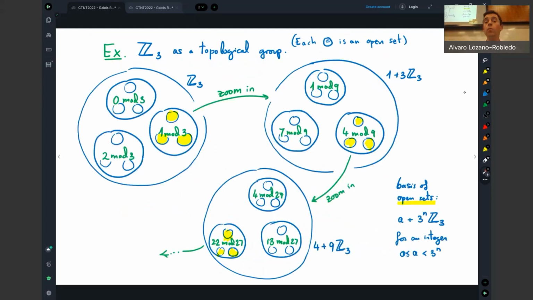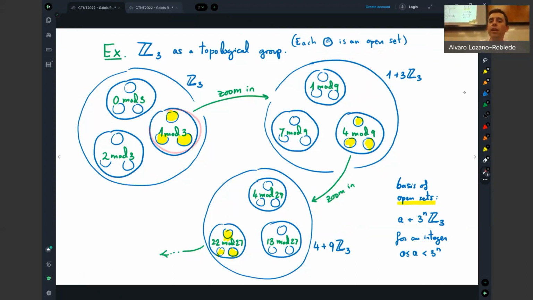Here is an example of a topological group: the 3-adics with respect to the usual topology on the 3-adics. What does that look like? I haven't defined yet what the profinite topology is, but I'm going to give you a topology on Z3. Each circle in this image is an open set. I have all of the 3-adics, that's an open. These are the 3-adics that are 0 mod 3, that's an open. That's the ones that are 1 mod 3, and these are the ones that are 2 mod 3. Those are opens in the topology. And then I'm going to zoom in into the 1 mod 3s.